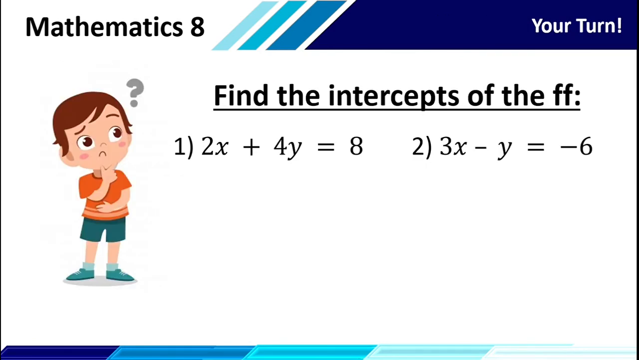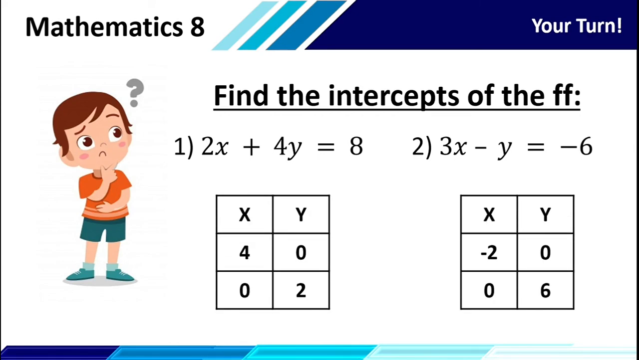Now it's your turn. Find the intercepts of the following. For number 1, we have the equation 2x plus 4y is equal to 8. And for number 2, we have 3x minus y is equal to negative 6. Pause the video for a while and we will reveal the answer afterwards.